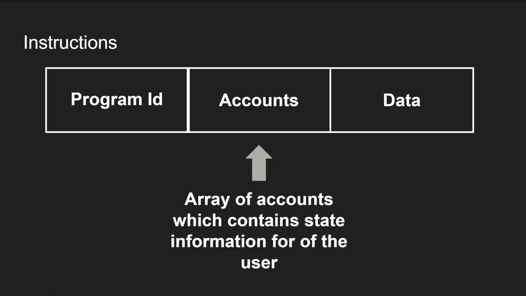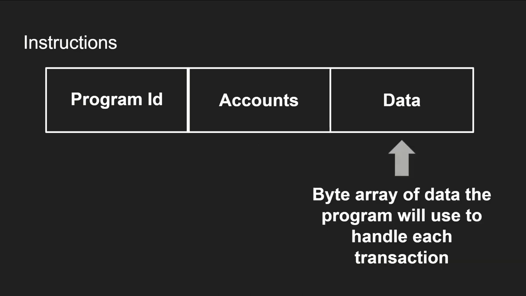And next up we have accounts. And accounts is essentially just an array of accounts, and we'll talk about that later, which contains state information about the user. And then finally, we have data. And data is essentially represented by a byte array used by the program to handle each transaction.